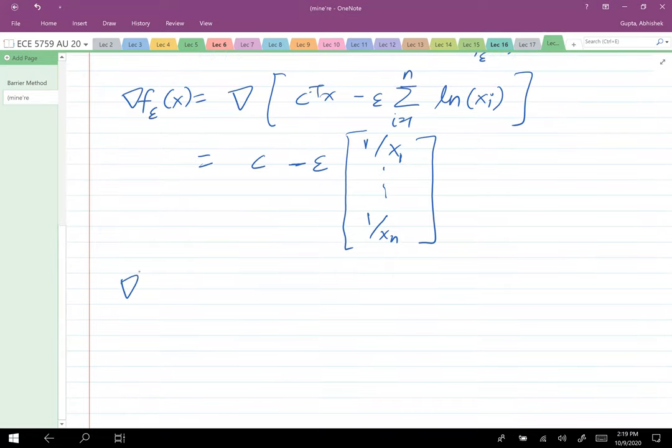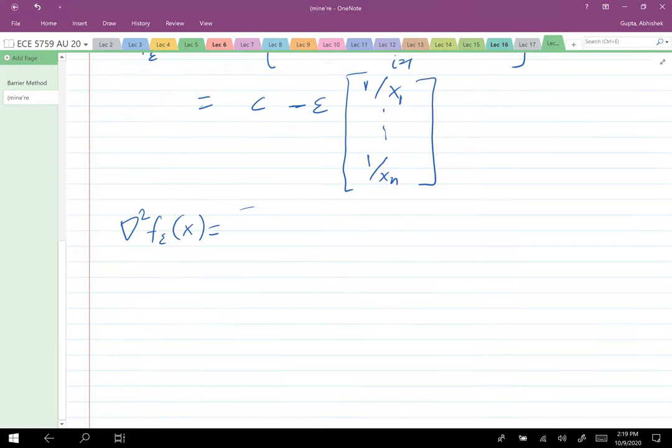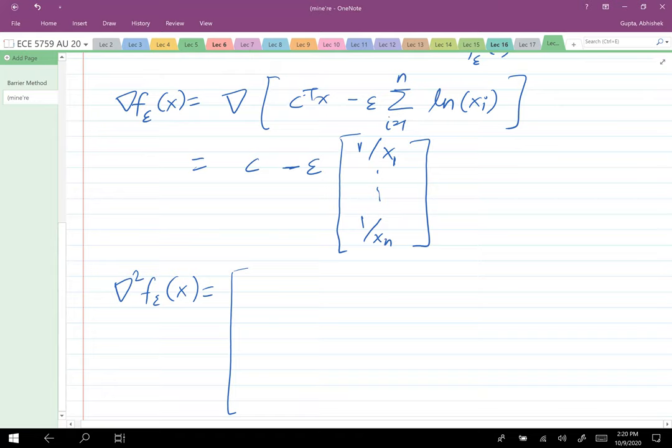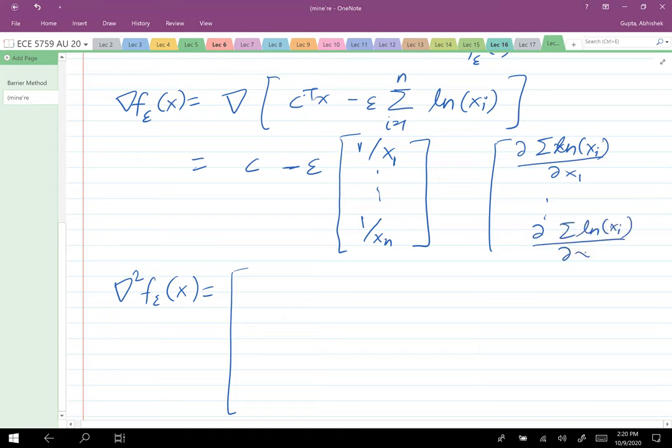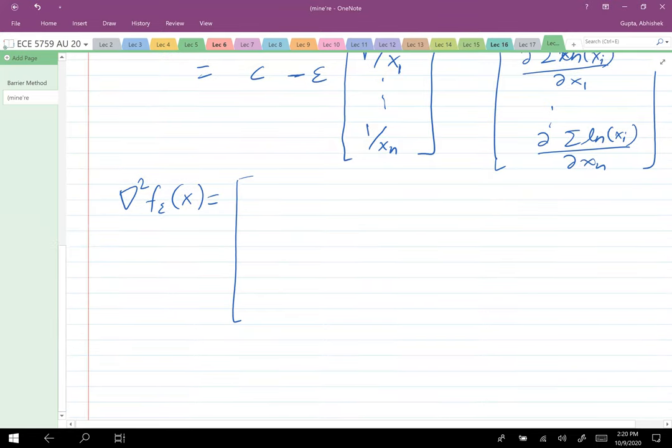Now let's look at the second derivative of the function. What's the second derivative? Well, the derivative of C will be zero. And then I have negative epsilon, and then I have the derivative of this 1 over xi vector. I think it is the sum of 1 over xi. Sum over 1 over xi? No, because the derivative, okay, so this is del of the sum of log xi over del x1. I got it. Okay, yeah, cool. Okay, so what's the second derivative here?